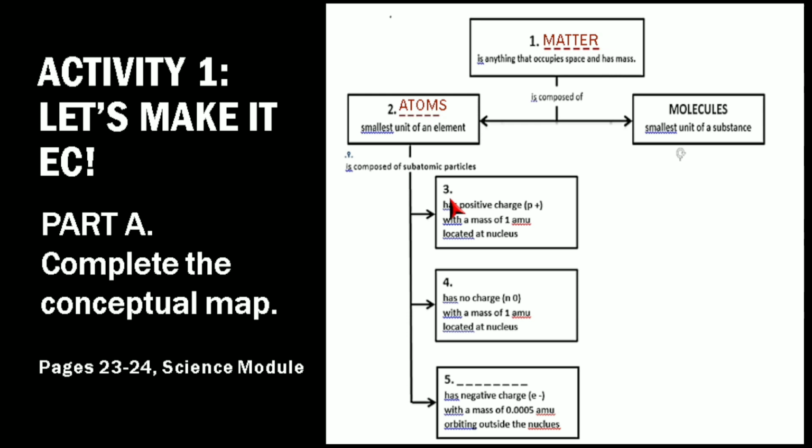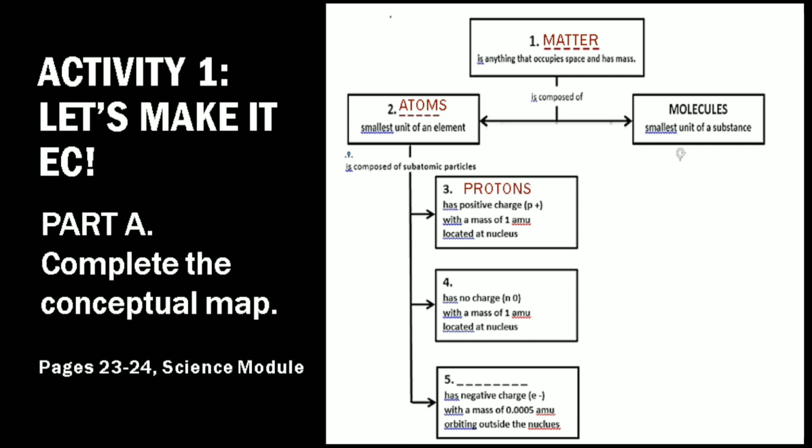So let's have number 3. Blank has a positive charge with a symbol of P plus with a mass of 1 atomic mass unit located at nucleus. Write your answer in your notebook. What is your answer? Very good. It is proton or protons.